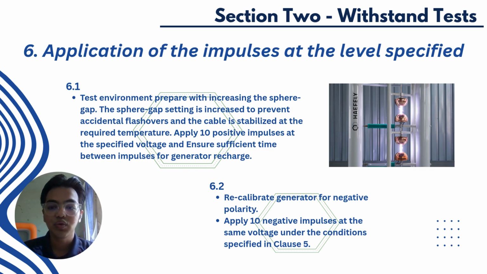The time interval between two successive impulses should be just sufficient to ensure that the impulse generator is charged at the correct voltage. After the application of the 10 positive impulses, the generator should immediately be recalibrated for negative polarity under the conditions specified in Clause 5, and a series of 10 negative impulses at the same specified voltage should then be applied to the test assembly.